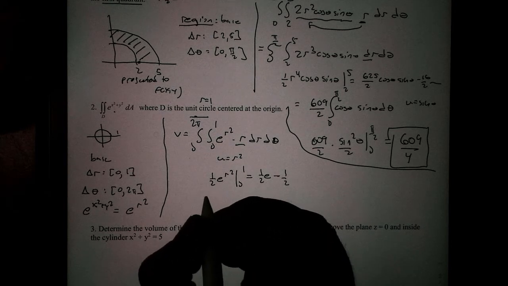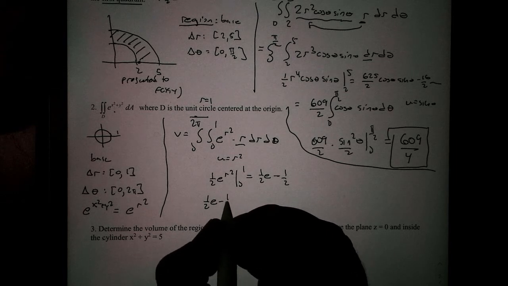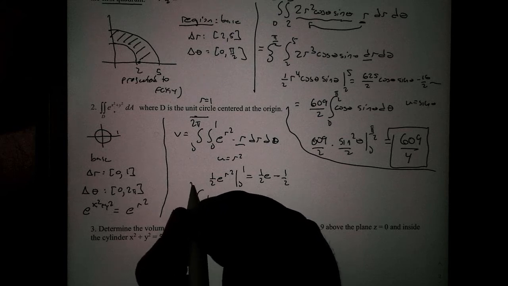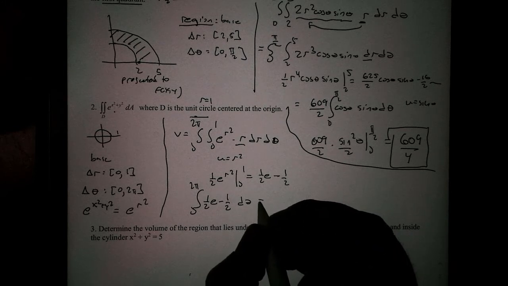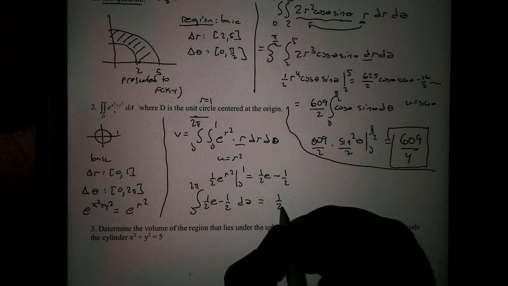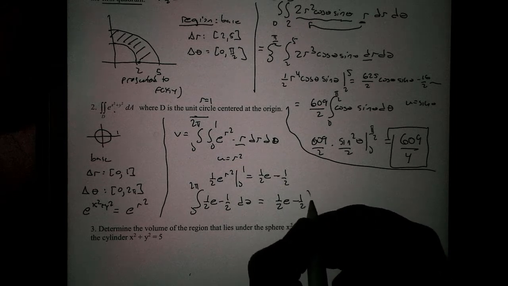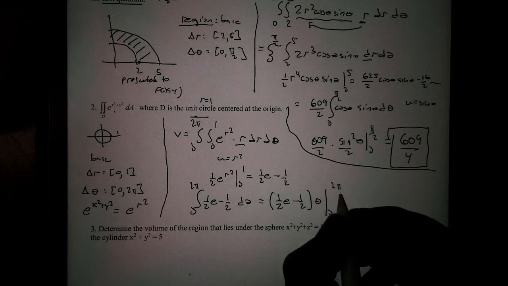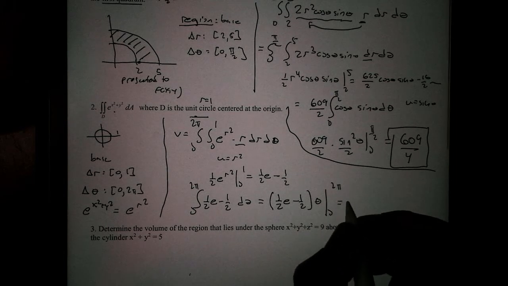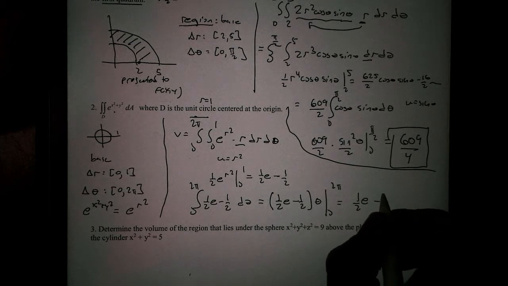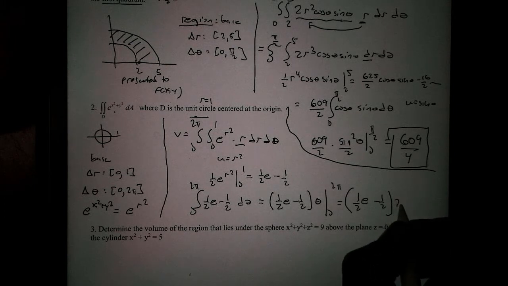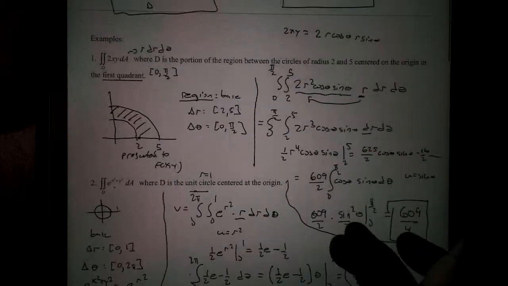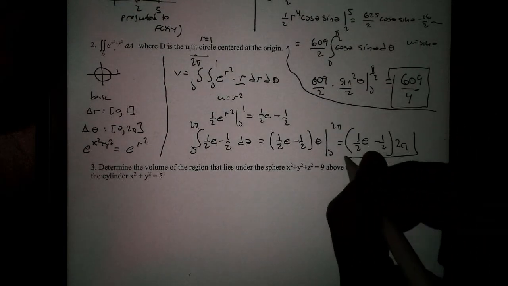And that I'm going to integrate now. 1/2 e minus 1/2 d theta from 0 to 2 pi. So when I integrate with respect to theta, we get 1/2 e minus 1/2 times theta from 0 to 2 pi. And I just worry about the 0 there. We don't worry about that one. We get 1/2 e minus 1/2 all times 2 pi. And you can simplify that if you like.